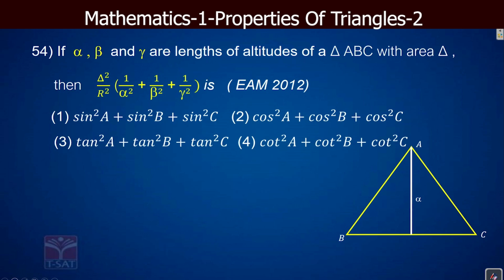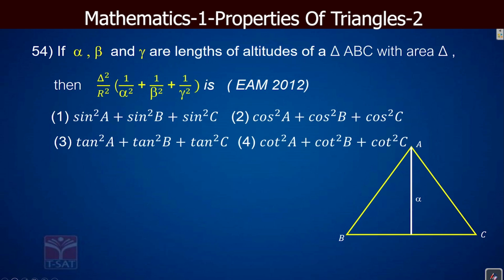Here you know that delta is equal to half BC sin A, so delta is half into A into alpha, where alpha is the altitude. This implies alpha is equal to 2 delta by A. Beta is equal to 2 delta by B. Gamma is equal to 2 delta by C.